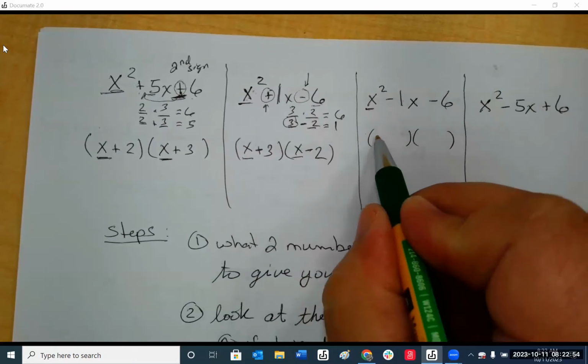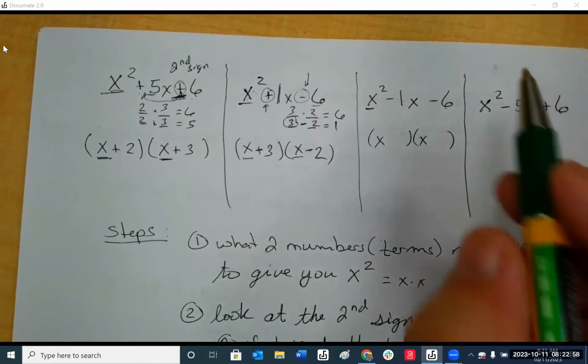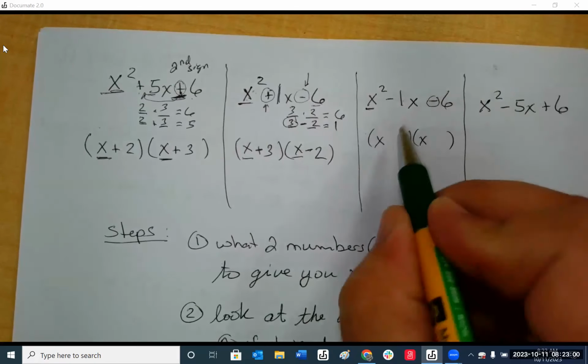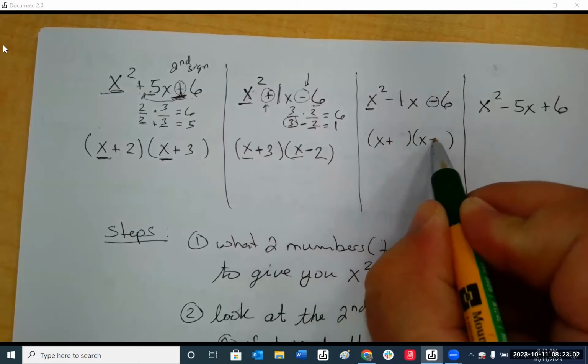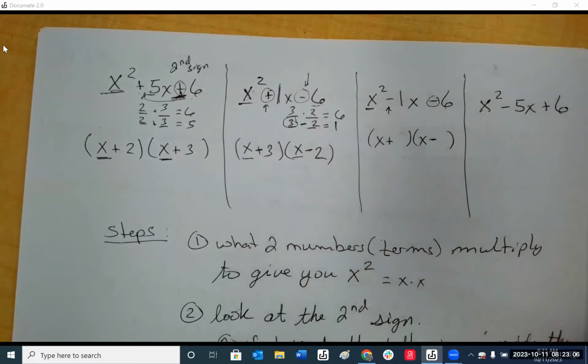First term, what makes up x squared? X times X. The second sign, it's a minus, so they're opposite signs. In this case, the bigger number will be negative.